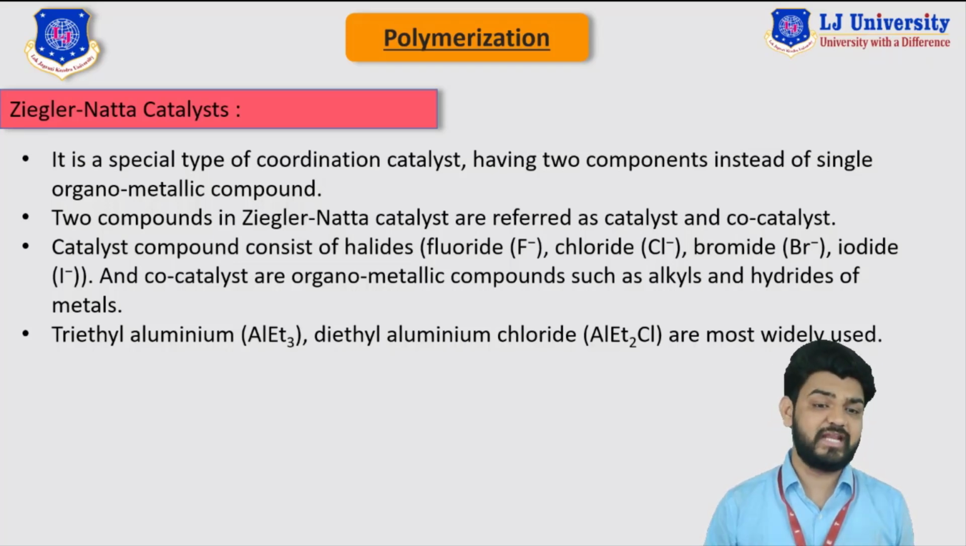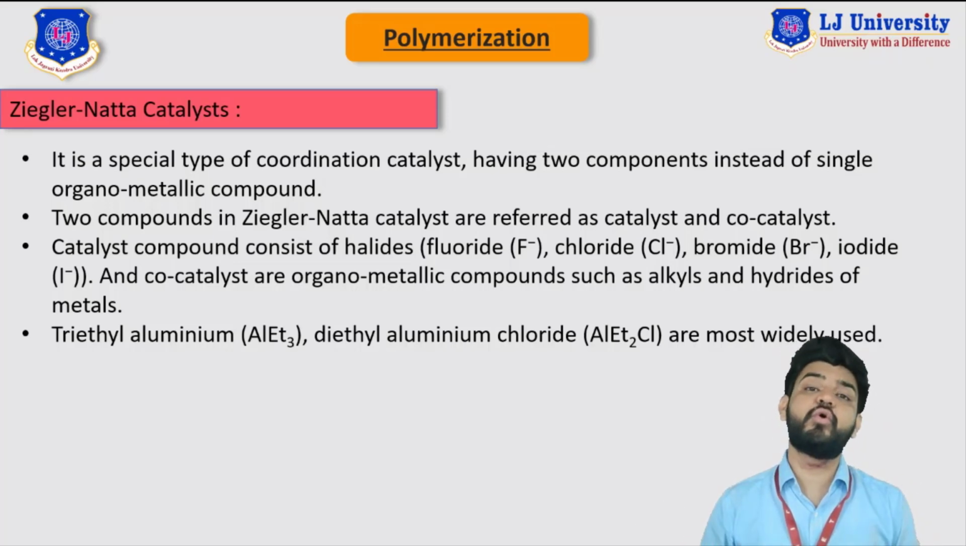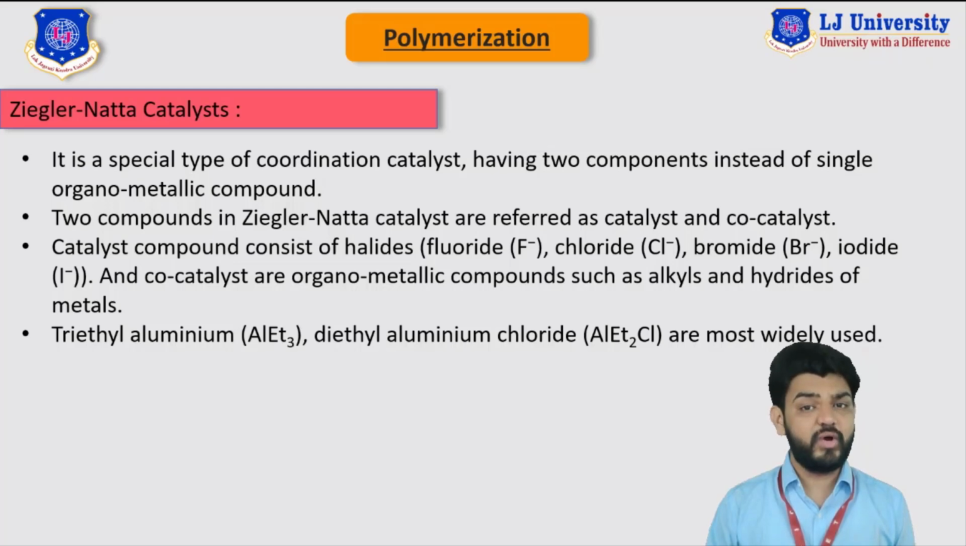You can see here on the screen that it is a special type of catalyst which has two components instead of a single one, as we have already seen in coordination polymerization. In coordination polymerization, we were used to having one organic metal. But in the case of the Ziegler-Natta catalyst, we will have two organic metals and one halide compound, or we can say one monomer. So basically this Ziegler-Natta catalyst is a complex mixture of organic metals and a monomer. So we can say that it is a heterogeneous type of catalyst.